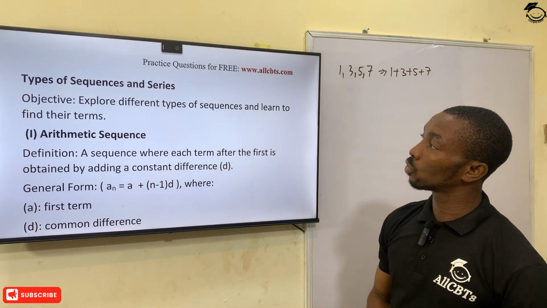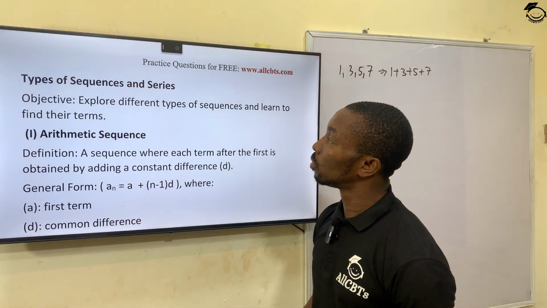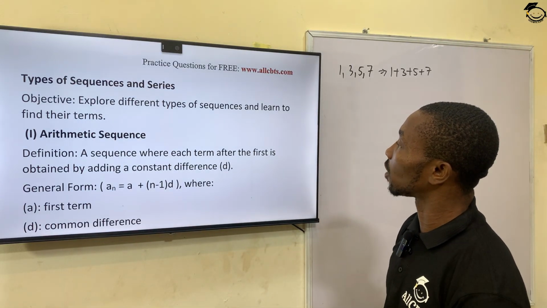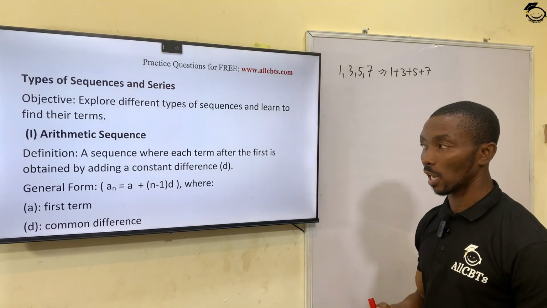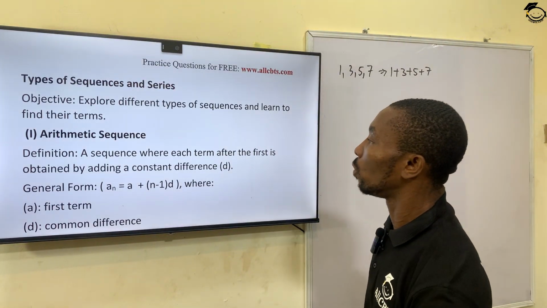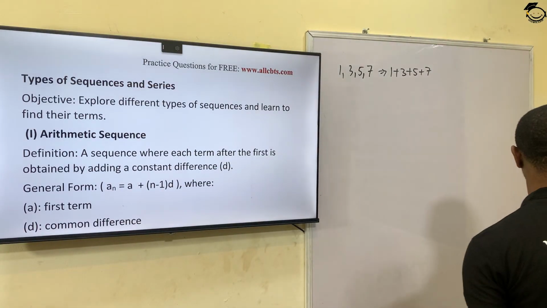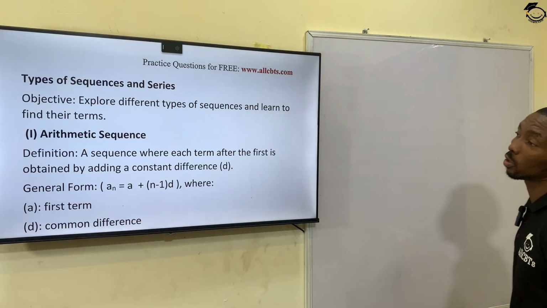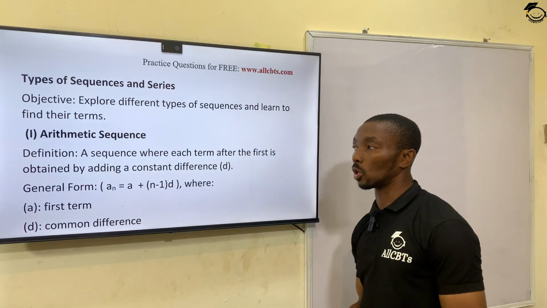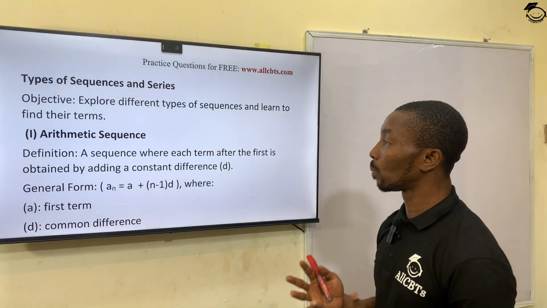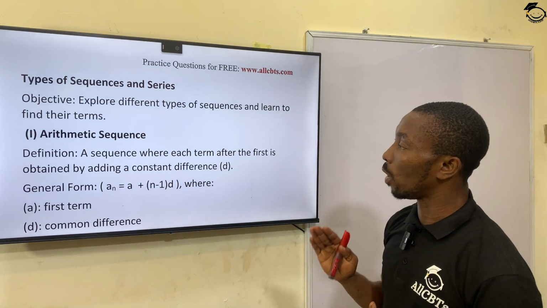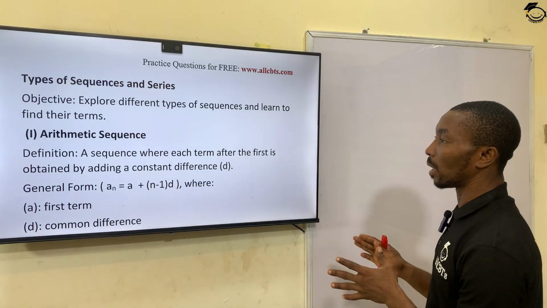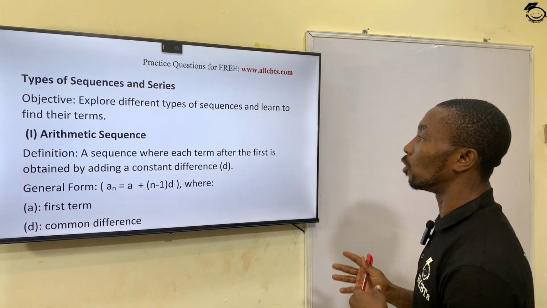Now, talking about types of sequence and series, our objective here is to explore the types of sequence and learn how to find their terms. All right, now the first we'll be looking at will be arithmetic sequence or arithmetic progression. In some textbooks, you'll see it as arithmetic sequence. In some other textbooks, you'll see it as arithmetic progression. Now, we've earlier defined that a sequence is numbers that follow a particular pattern or rule.